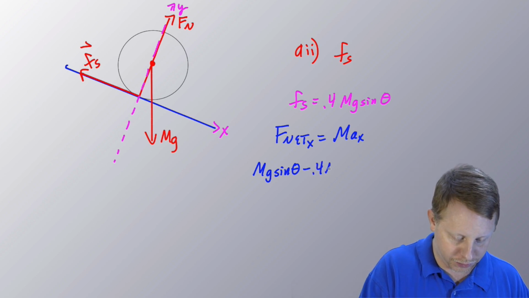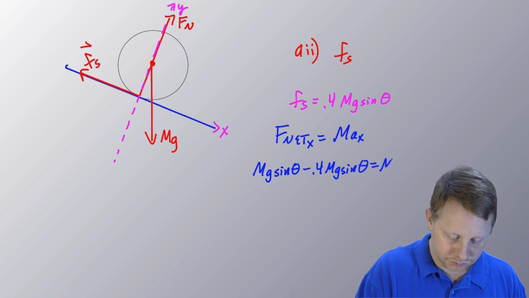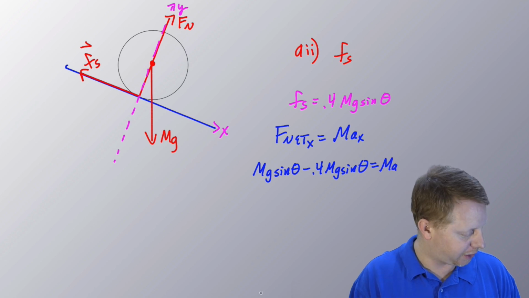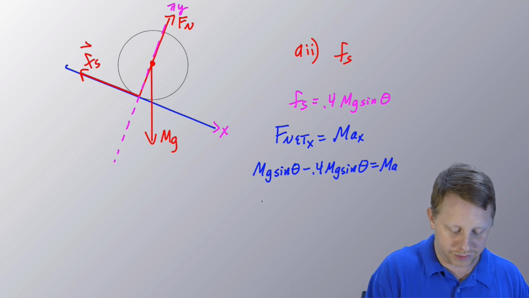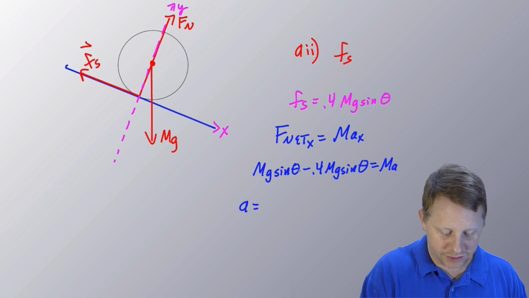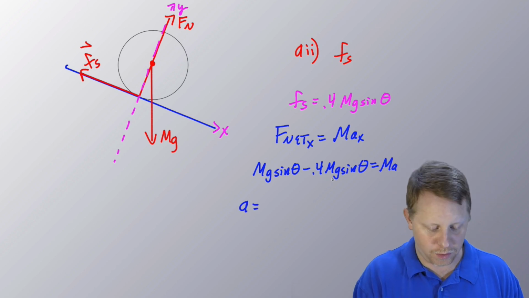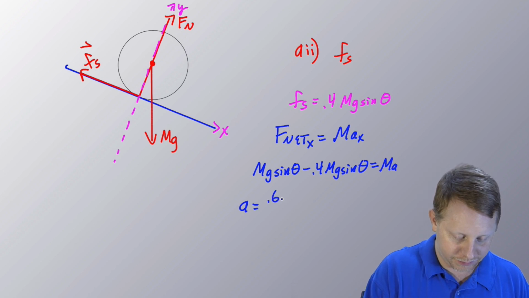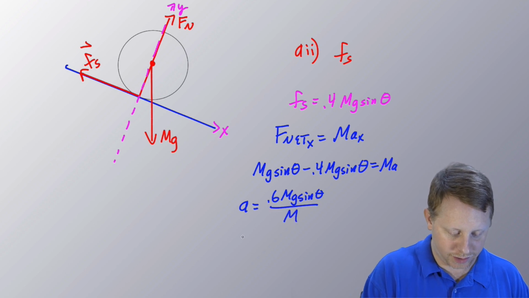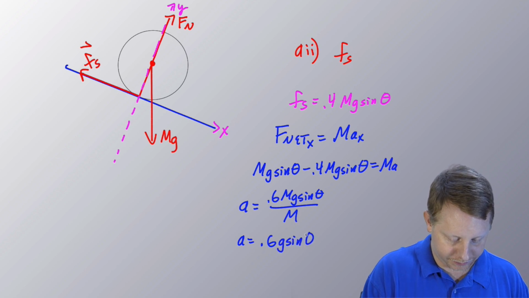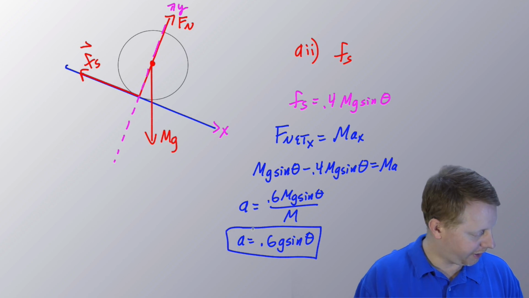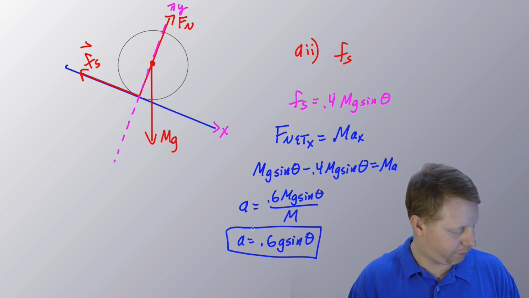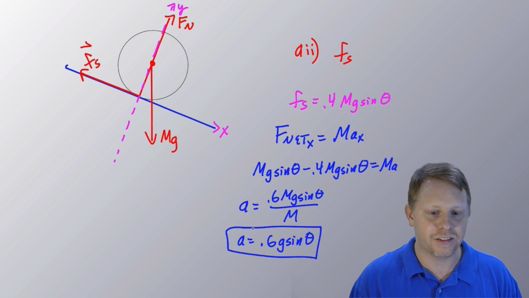So minus 0.4 mg sine theta equals ma, and of course a is in the x direction. So now all I have to do is solve for the acceleration. The acceleration then is going to be, well, mg sine theta minus 0.4 mg sine theta is 0.6 mg sine theta divided by m, or I'm left with an acceleration of 0.6 g sine theta. Looks like it's independent of mass, which we might have predicted before we started. So that gets us through part B.